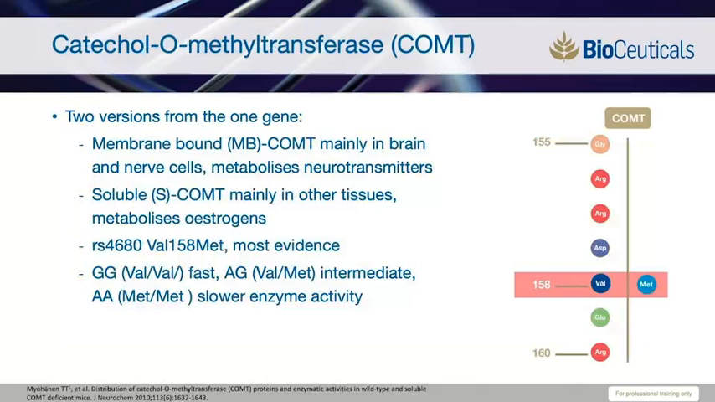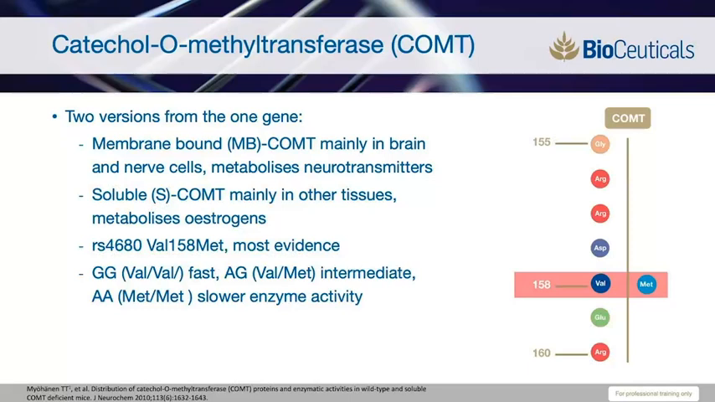So with COMT, there are 2 versions. There is the membrane-bound COMT, which is mainly in the brain and the nerve cells, and you'll get to hear all about this in the neurotransmitter module. And we also have soluble COMT, which is found in the other tissues, and this is mainly involved in metabolising the estrogens. Again, we're looking at the amino acid.